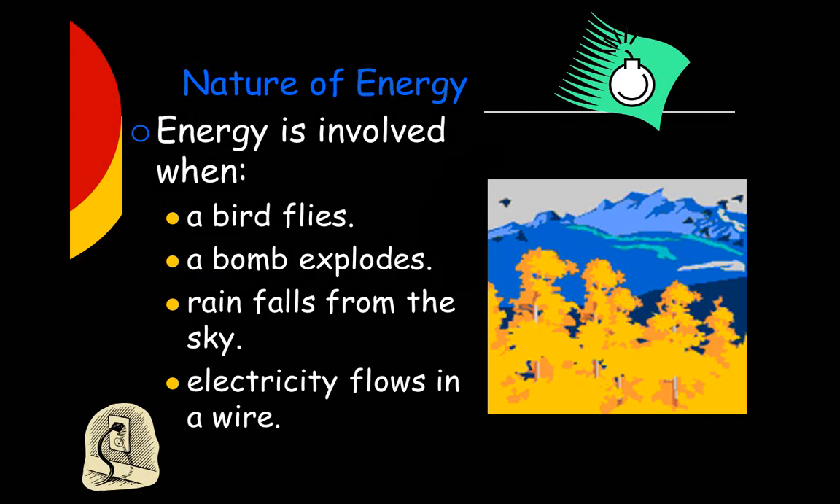Energy is involved in several different ways. Yes, energy is involved when a bird flies, when a bomb explodes, when rain falls from the sky. And energy, of course, is involved when electricity flows from the wire, the movement of those electrons.